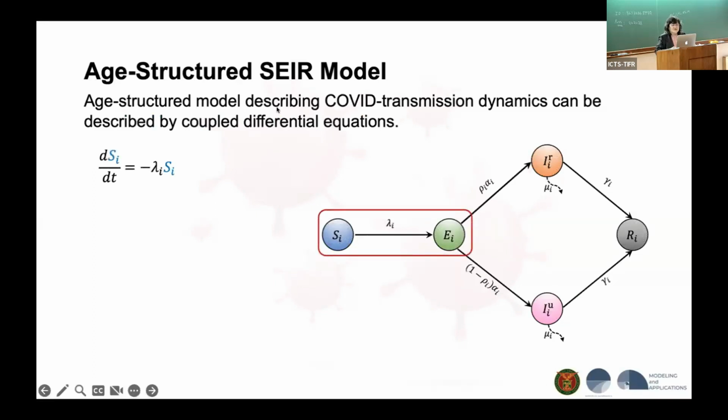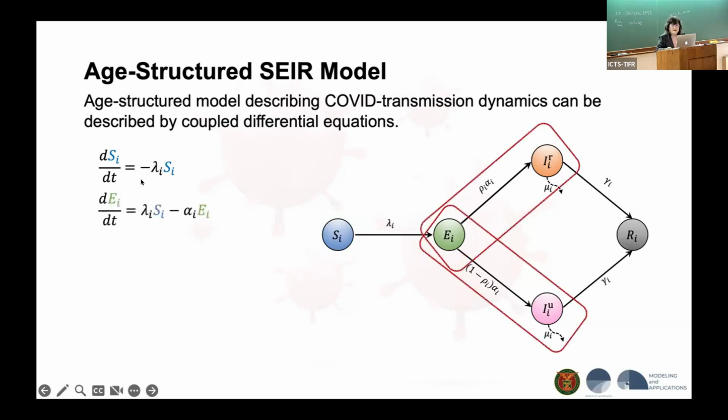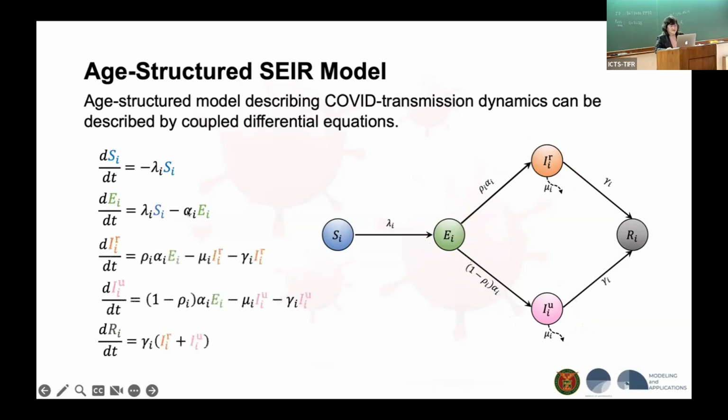Our age-structured model describing the COVID transmission dynamics can be described by coupled differential equations. For instance, the movement of a susceptible individual to the exposed population through the force of infection lambda is described by this ordinary differential equation. And of course, the dynamics of the exposed population is described in this second differential equation, and so on.